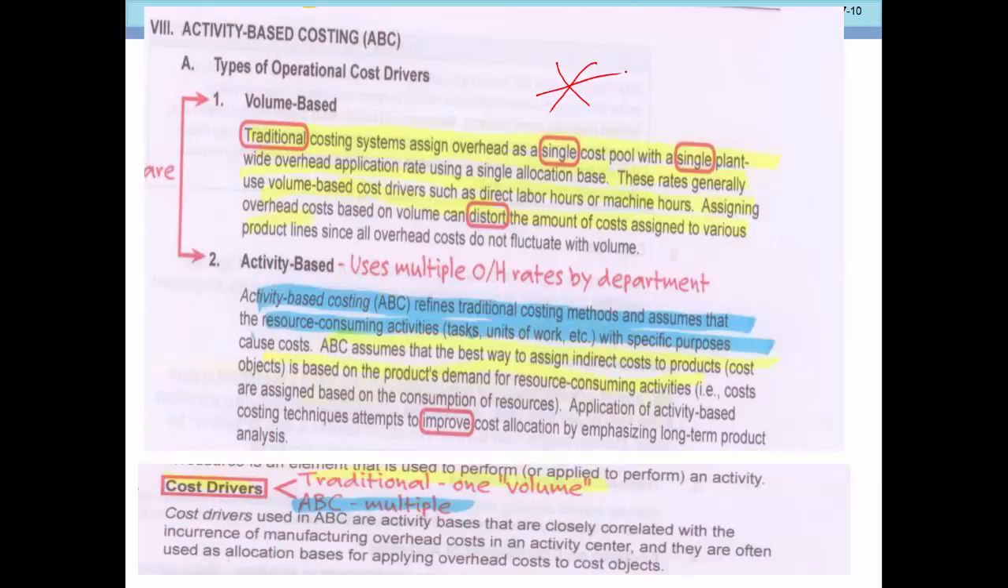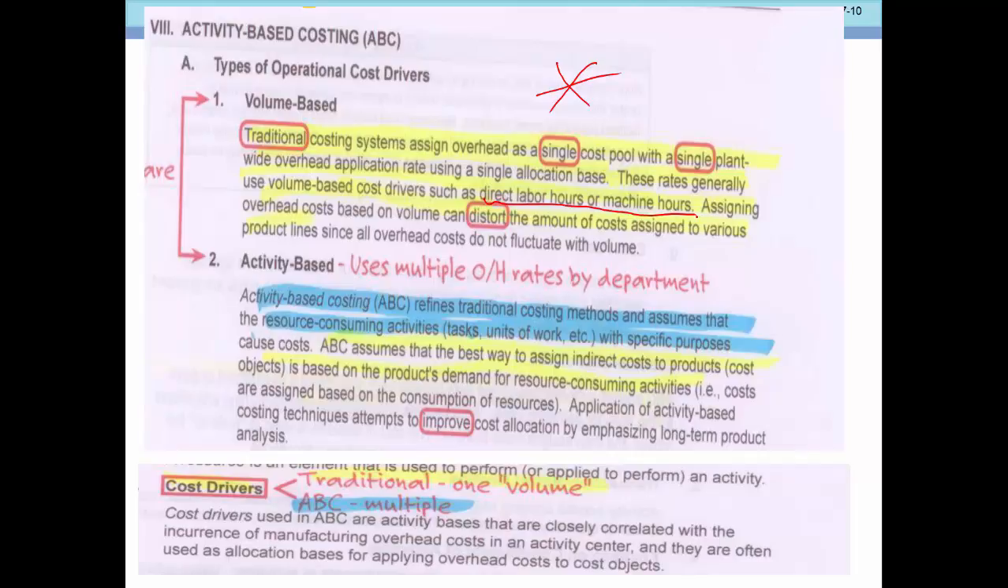And we say that traditional costing systems have a single cost pool with a single plant-wide overhead application rate using a single allocation base, whatever it is, direct labor hours, machine hours. That's what we've been studying. We just have one rate for the whole factory, right? Okay. Then what? These rates generally are volume-based drivers. Again, there's our typical examples, direct labor hours, we've been working with that, or machine hours.